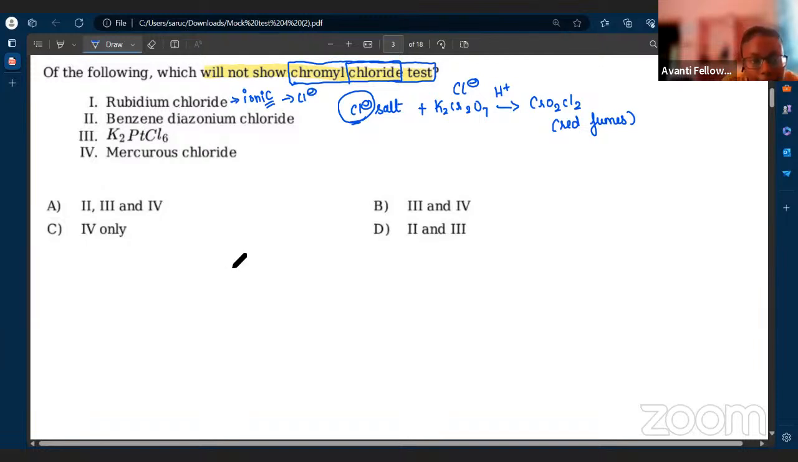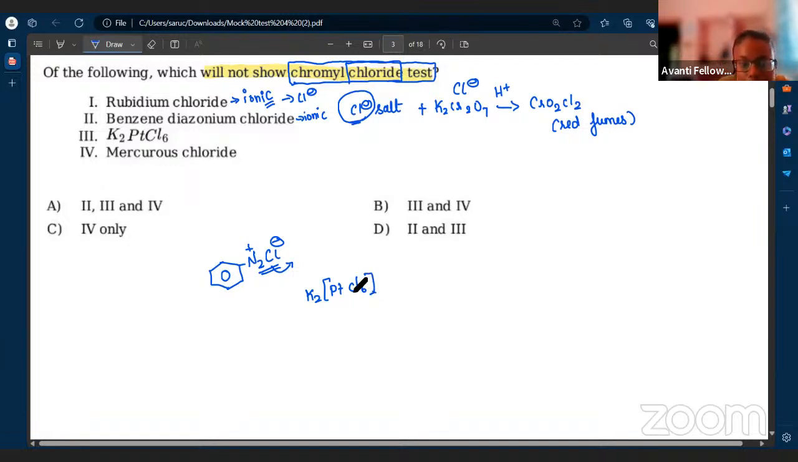Now moving to benzene diazonium chloride. What is benzene diazonium chloride? C6H5N2 plus Cl minus. So it can also give out Cl minus because it is ionic in nature. Okay. So what about K2PtCl6? Will the complex give out the Cl minus ion? No, it will not give.